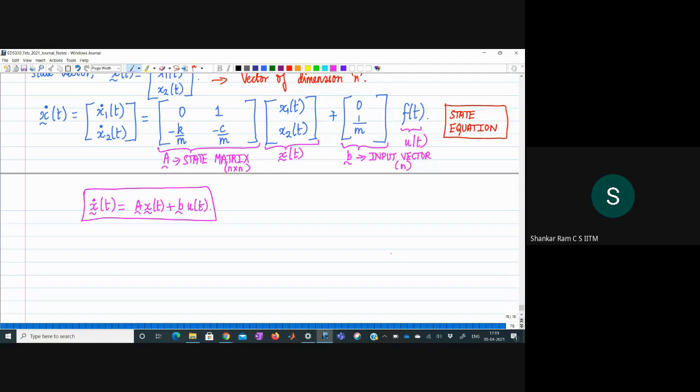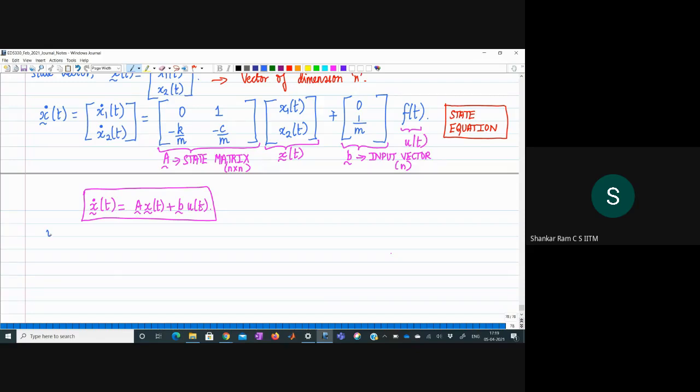Because as far as the state space, as far as the system is concerned, ultimately we want to relate the output and the input, right? So we have not returned the output yet. We have only returned the connection between the state variable and the input. That is what is obtained through the state equation, right?